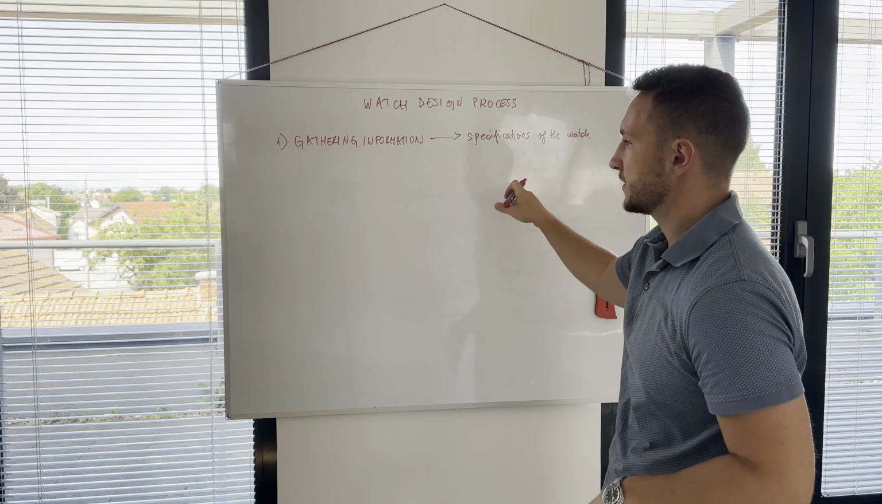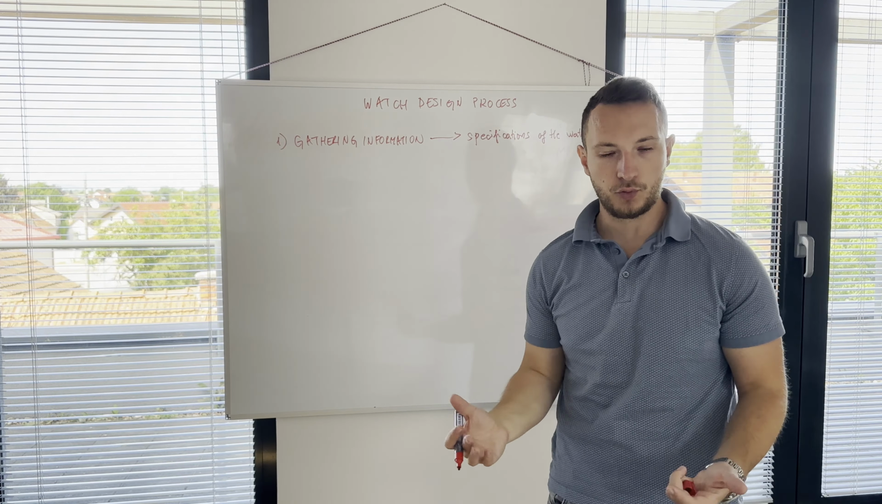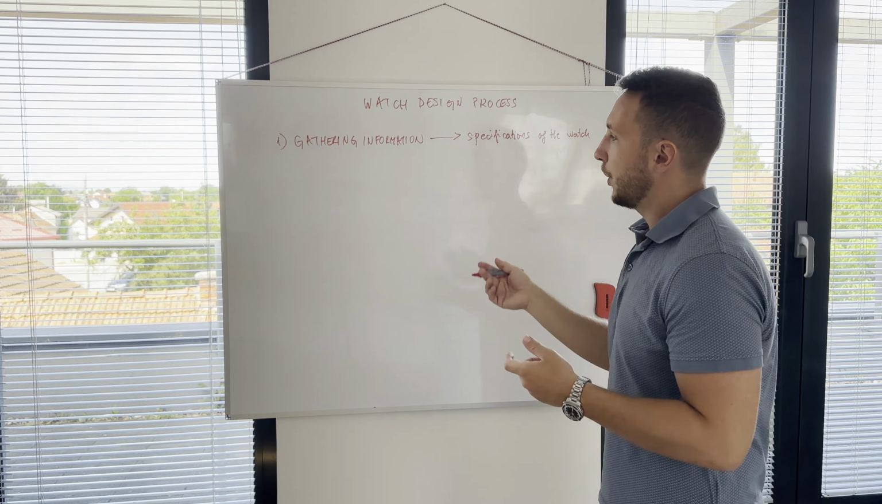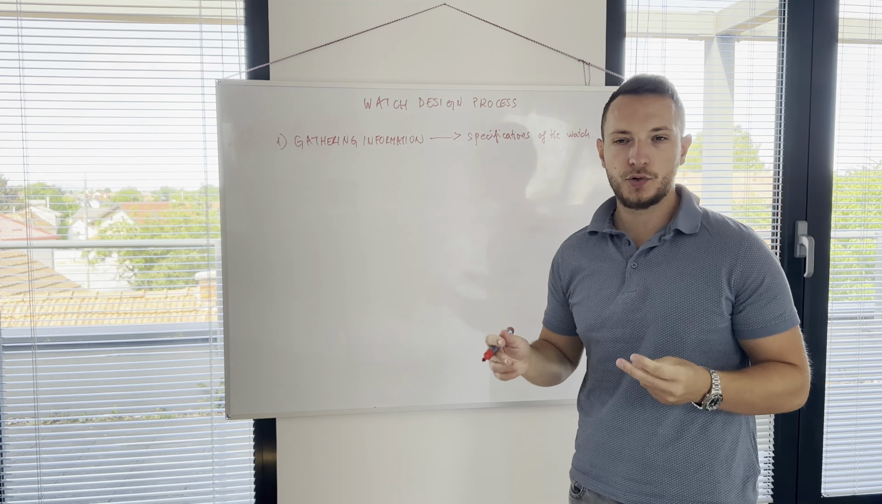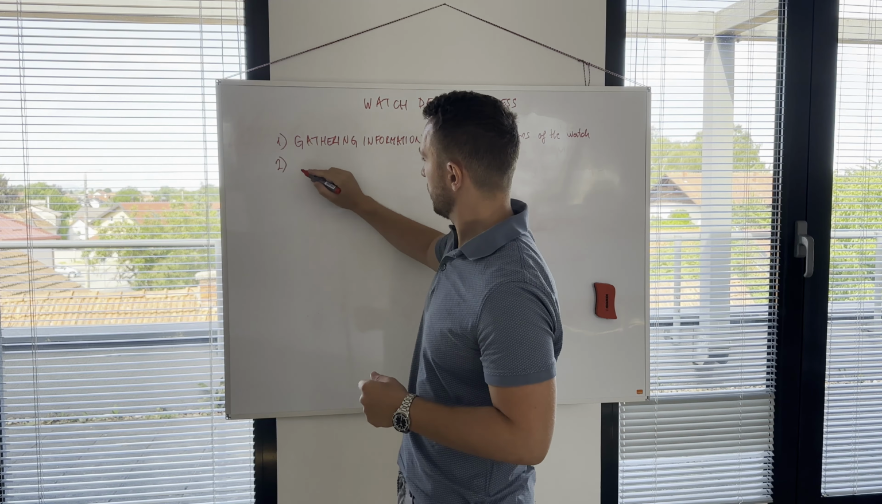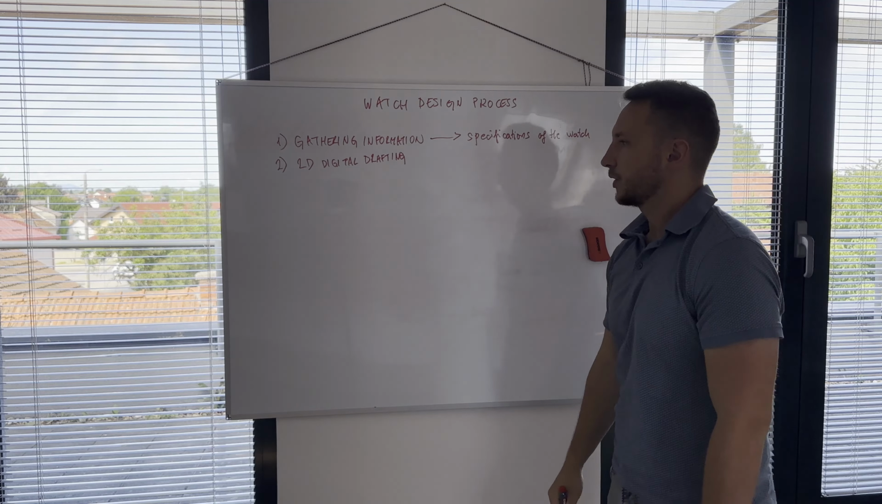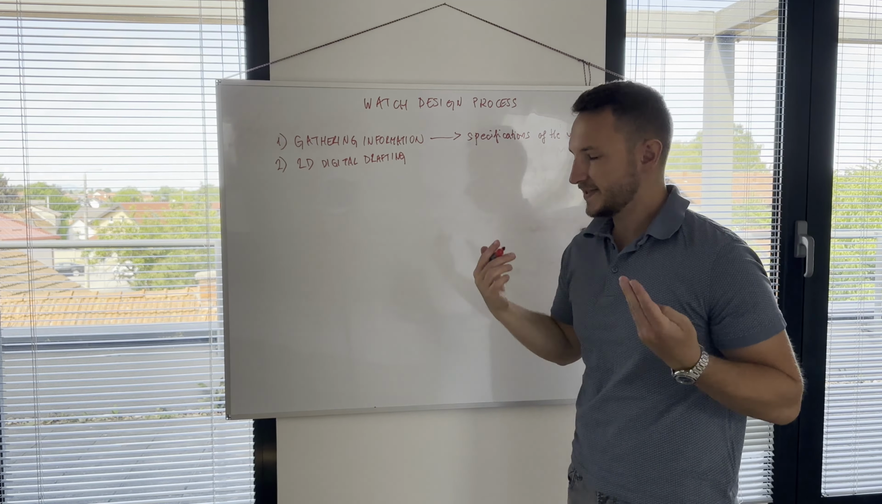Then we go into step number two, and we have to visualize those specifications and how they will look in a sketch or a 2D digital format. So what I call this step number two is 2D digital drafting. Let me actually write it down. 2D digital drafting. So here we create a 2D sketch.